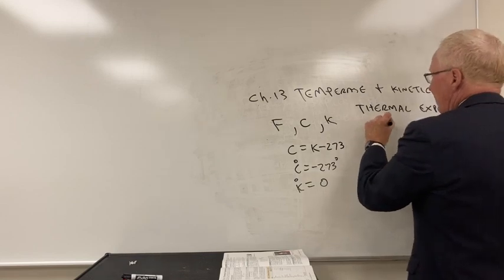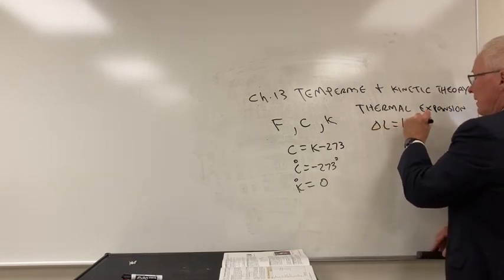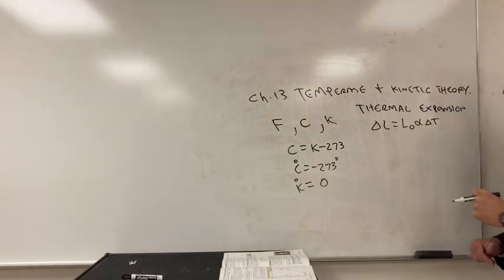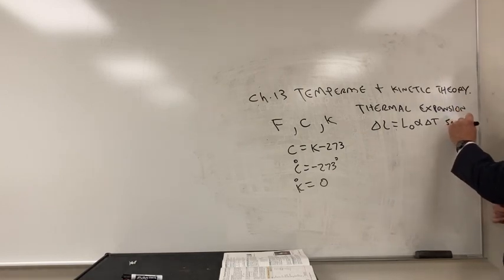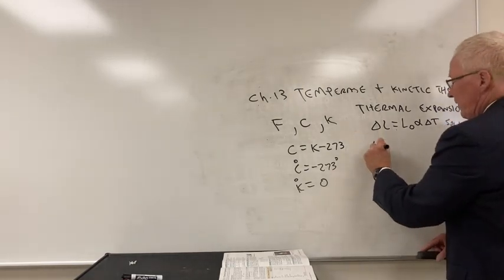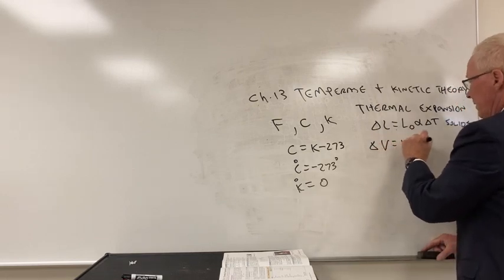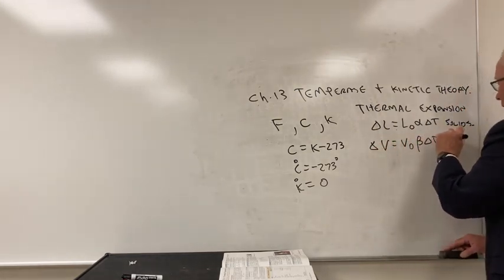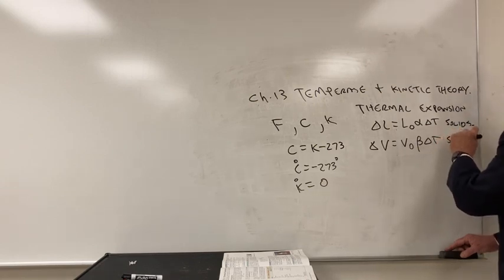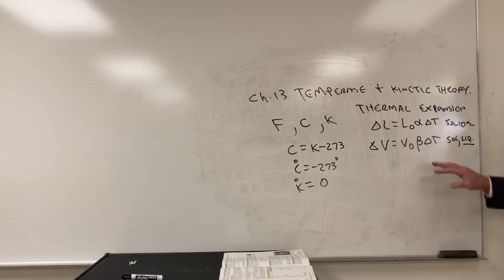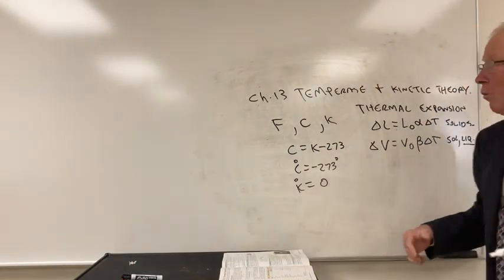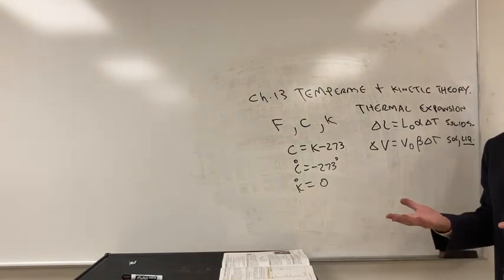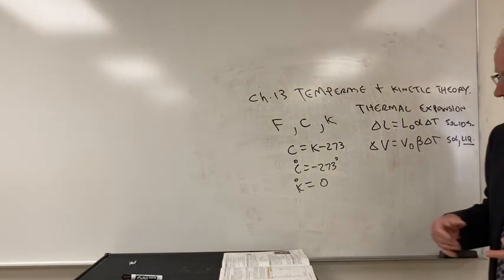And that is delta L is L naught alpha delta T for linear expansion of solids. So this applies only to solids. And then we had delta V is V naught beta delta T for solids or liquids. But primarily for liquids, this is the expression here because we can't measure one dimension for solids. Talked a little bit about the characteristics of water, as far as what happens when it reaches the minimum point at 4 degrees Celsius, and it starts expanding.